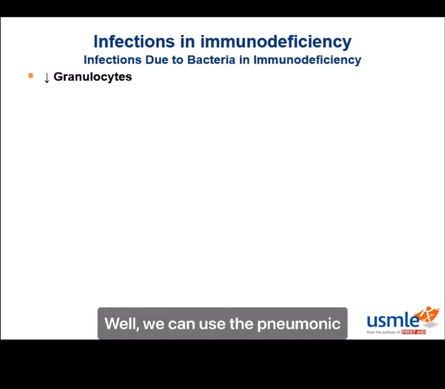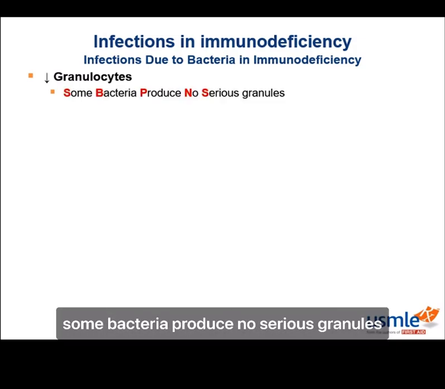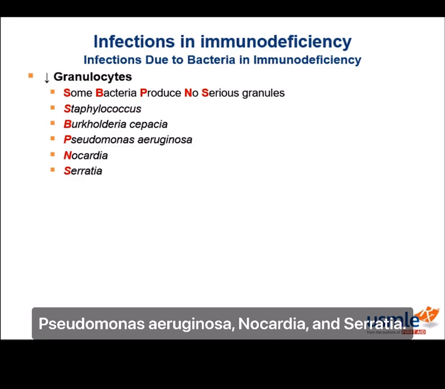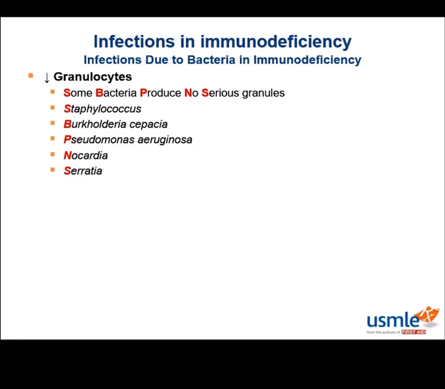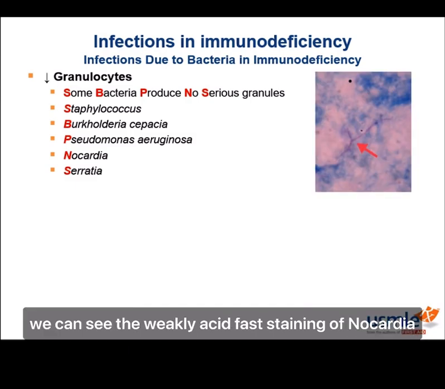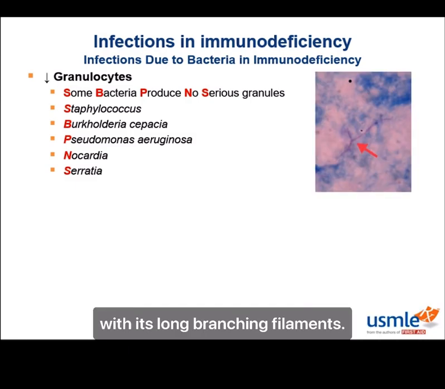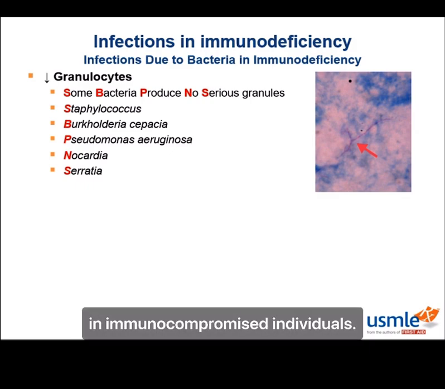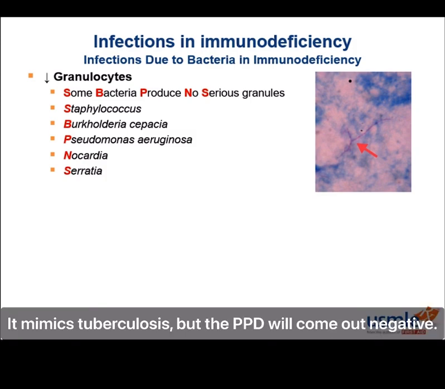Well, we can use the mnemonic "Some bacteria produce no serous granules" to help us remember Staphylococcus, Burkholderia cepacia, Pseudomonas aeruginosa, Nocardia, and Serratia. Now here in this image, we can see the weakly acid-fast staining of Nocardia with its long branching filaments. This can cause pulmonary infections in immunocompromised individuals. It mimics tuberculosis, but the PPD will come out negative.